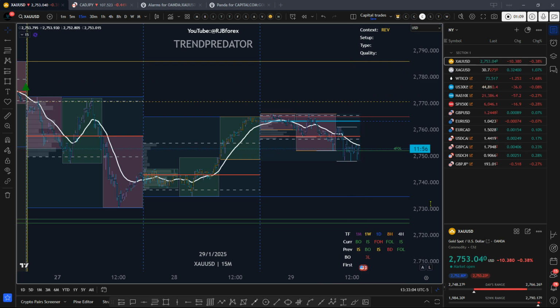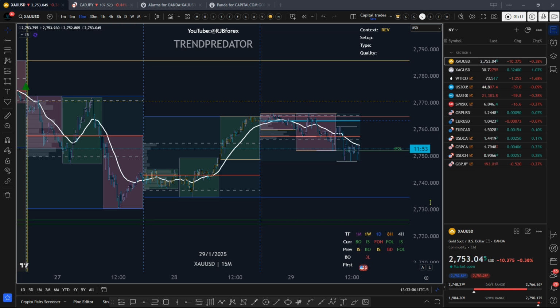It does an awesome job of identifying where the flow is in terms of which direction, and the higher time frame traders that are driving the price one way or the other. So let's break that down.